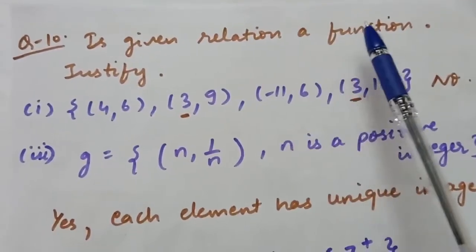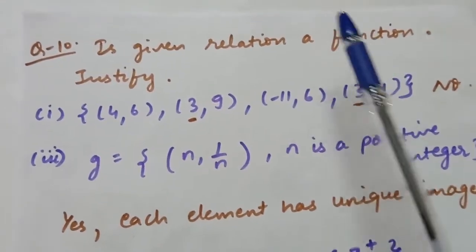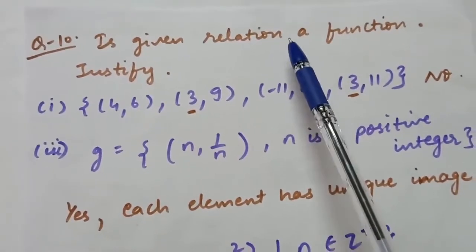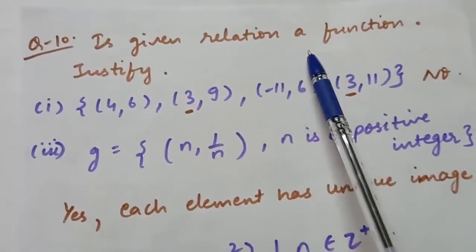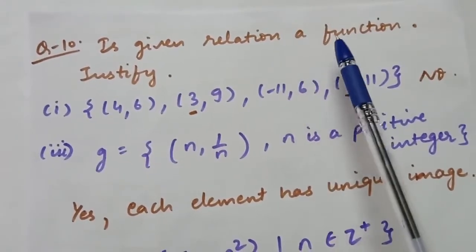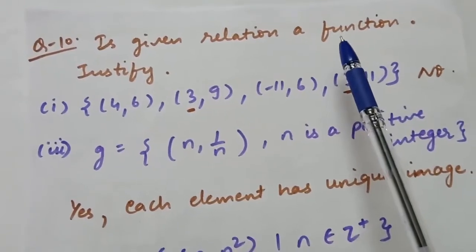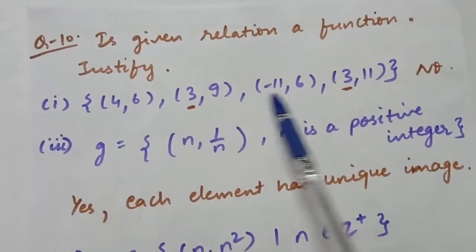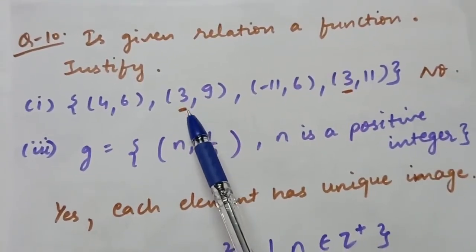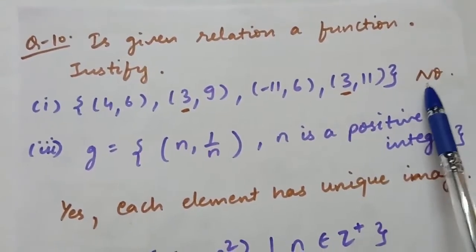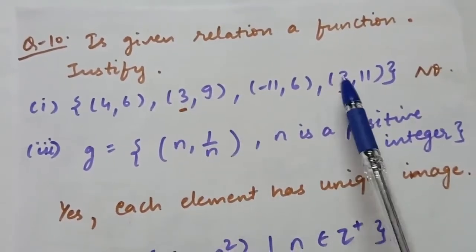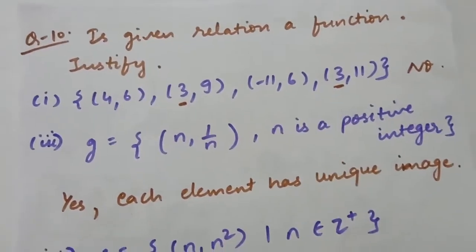Question number 10, a relation is given; justify whether it is a function. So just to revise, a relation is a function if each and every value of the domain has a unique image. Each value of domain must have an image, and also the image should be unique, right? So first is this set. As we can see here, this relation is not a function. Why? Because the first element 3 has two images, 9 and 11.